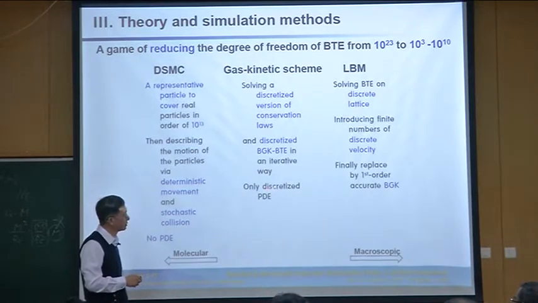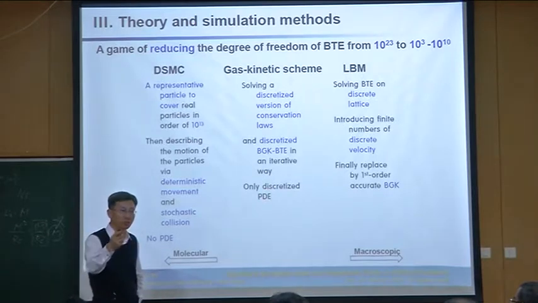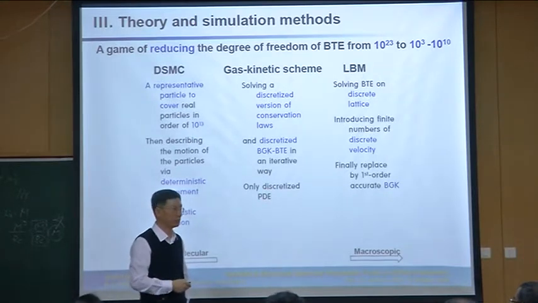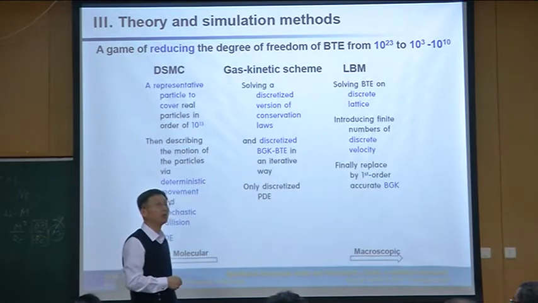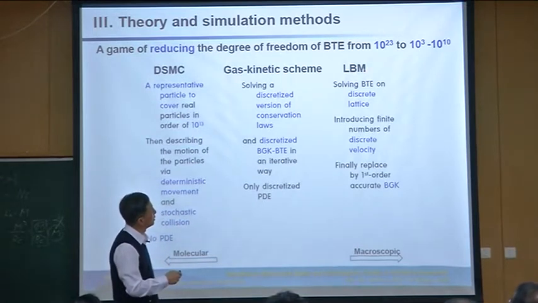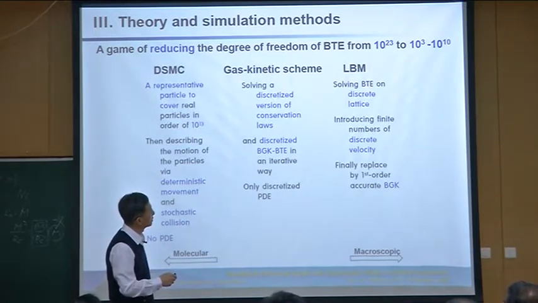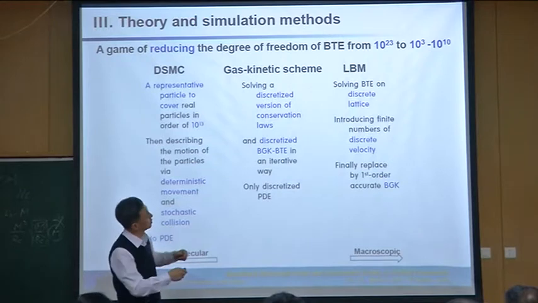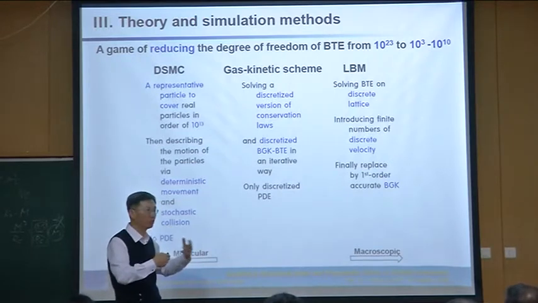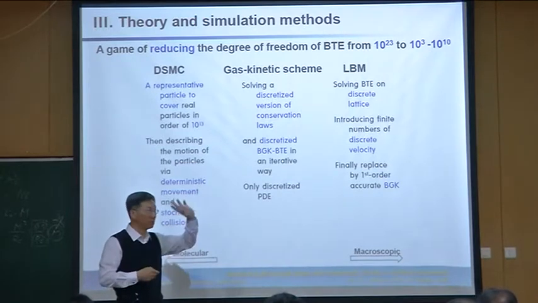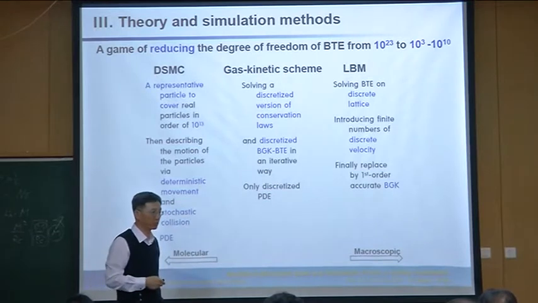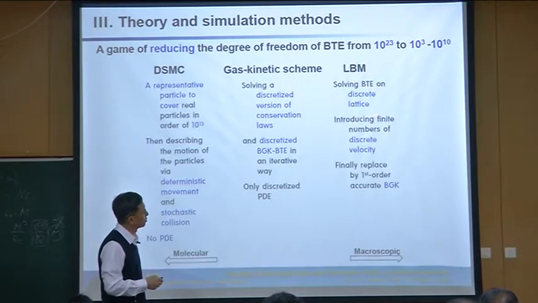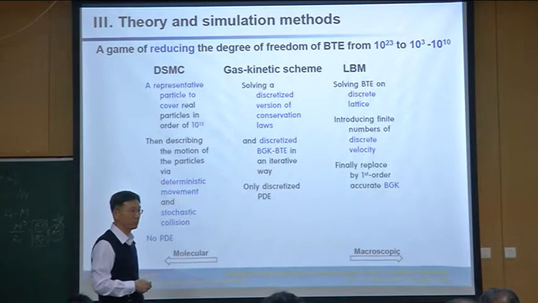So we only discuss the discretization. And then LBM also solves the Boltzmann transport equation on a discrete lattice. Introducing a discrete lattice is again one way of reducing degrees of freedom. Otherwise, it's an almost infinite number sometimes. And then it also introduces a finite number of discrete velocities.